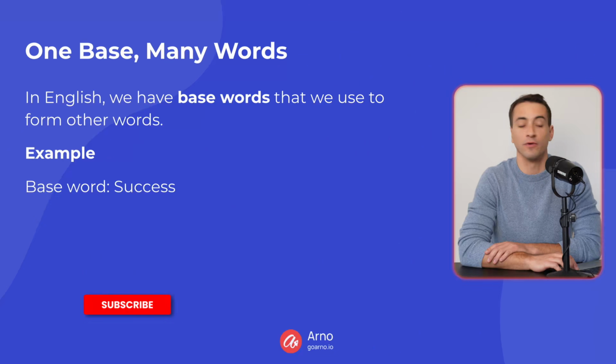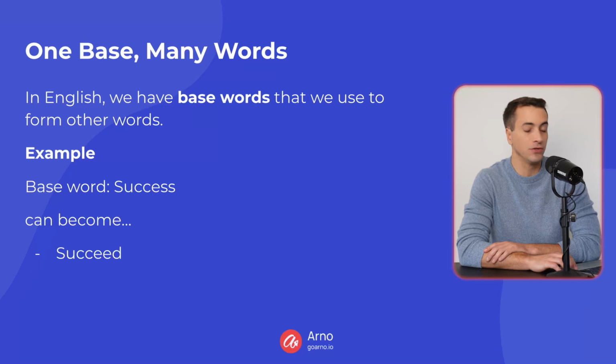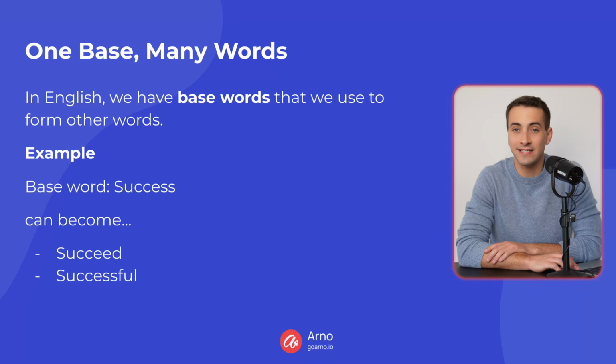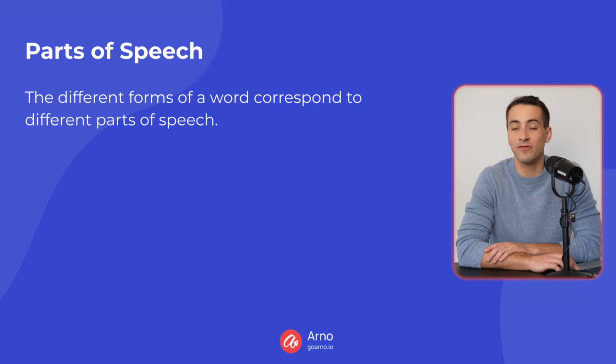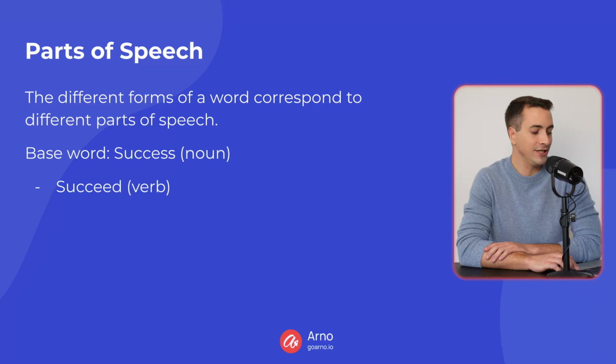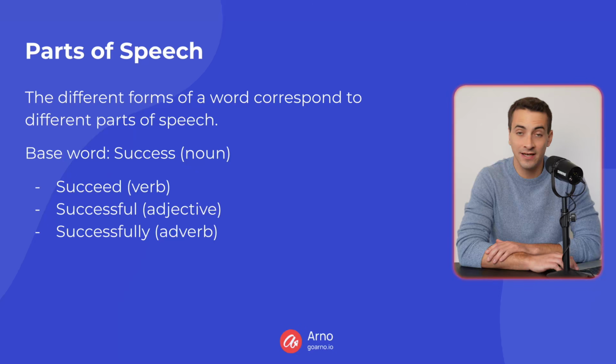So in English, we have base words that we use to form other words. For example, if we have the word success, we can easily turn this into succeed, or successful, or successfully. And each of these different forms of the word corresponds to a different part of speech. So if we have success, which is a noun, then we can change it to be succeed, which is a verb, and successful, which is an adjective, and successfully, which is an adverb.